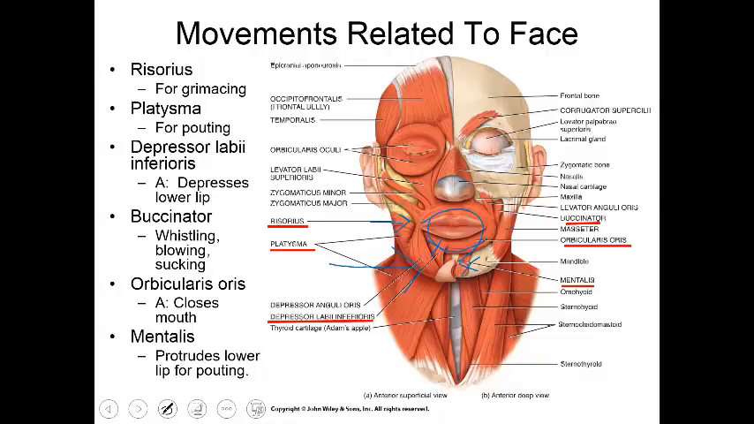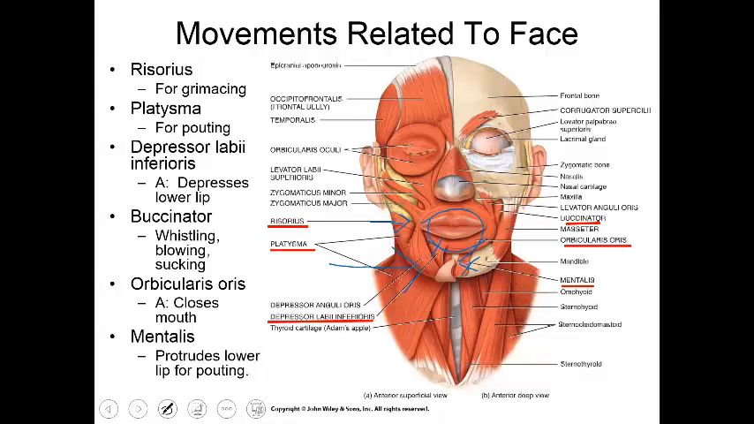mentalis muscle. It protrudes, so when you make that pout face or the sad face, the platysma is helping you make the pout face. The mentalis is helping you protrude your lower lip. So it's like the face that someone makes, the puppy dog face. That is when the mentalis and the platysma are helping you make that little pout. Now the next muscle we're going to go over is a muscle with a very cool sounding name. It's called the buccinator. Buccinator helps you move or control your buccal cavity.